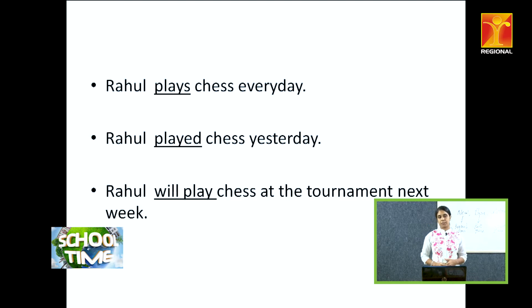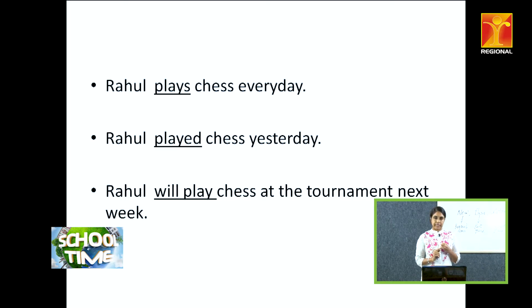And these verbs, plays, played and will play, these 3 forms of verbs, indicate 3 aspects of time, which are present, past and future respectively. That is, plays indicates the present time, played indicates the past time, and will play indicates the future time. Okay.